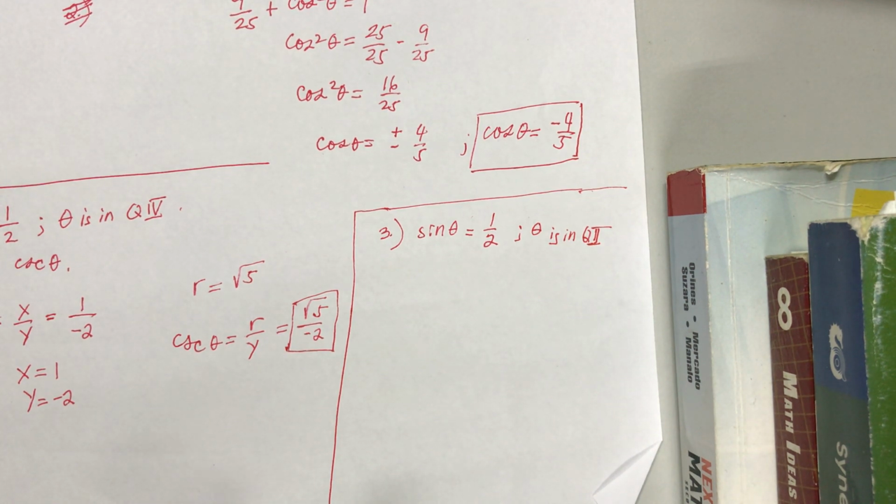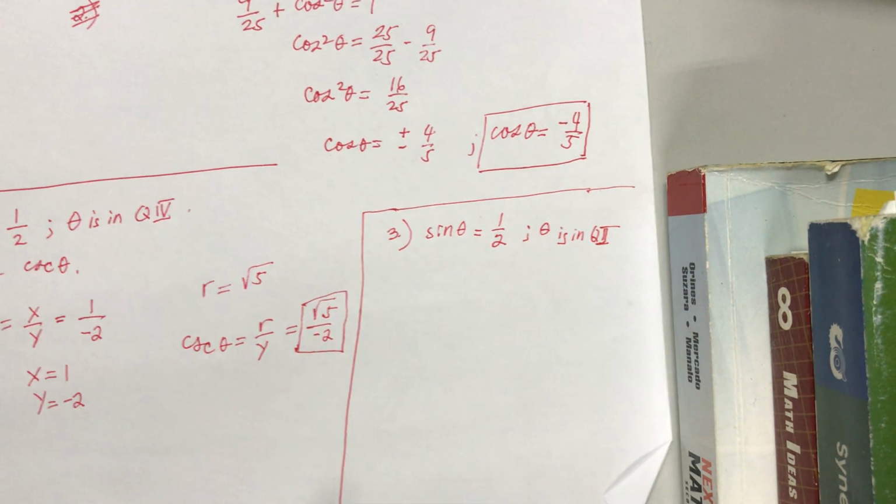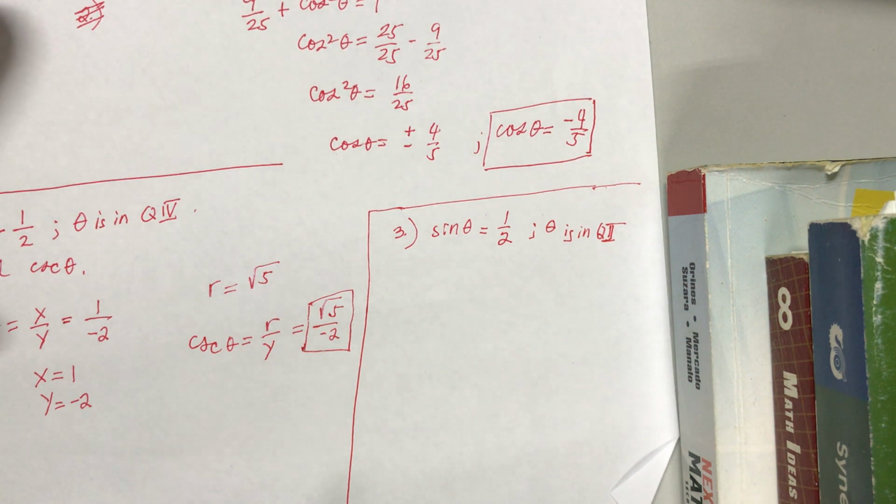For a point to be found in quadrant 2, its x coordinate or abscissa must be negative, while its y coordinate or ordinate must be positive. Again, a point that is found in quadrant 2 has an x coordinate or abscissa which is negative and a y coordinate or ordinate which is positive. X is negative, y is positive. Okay, that's for a point found in quadrant 2.